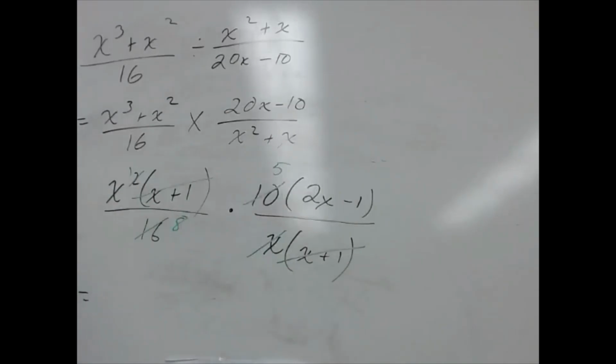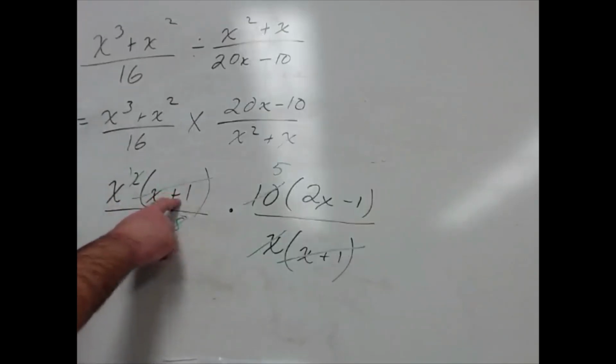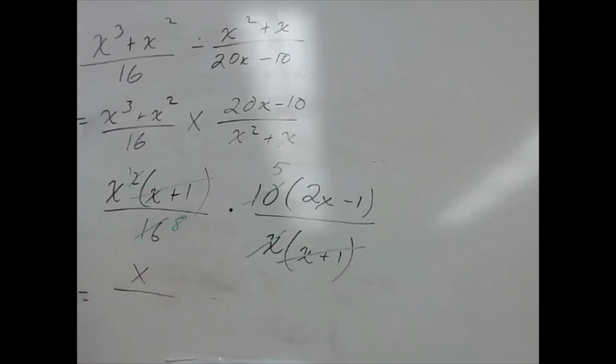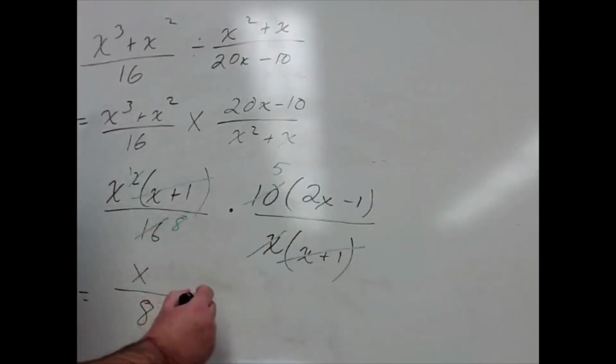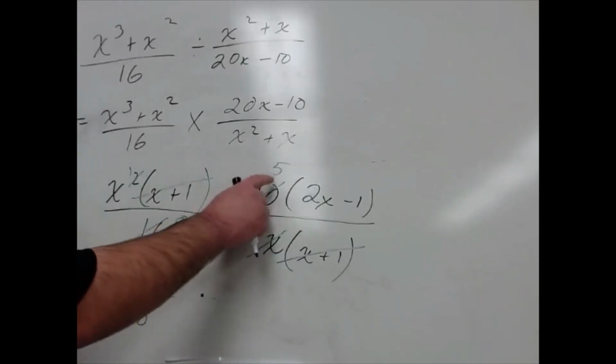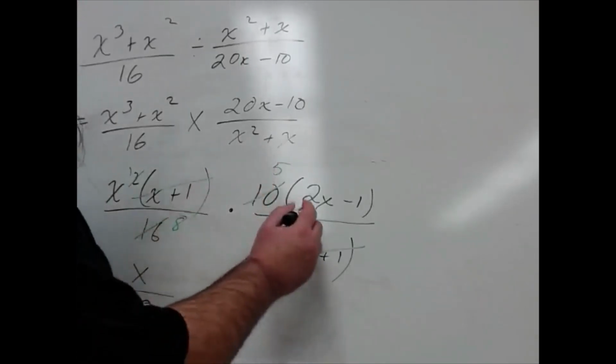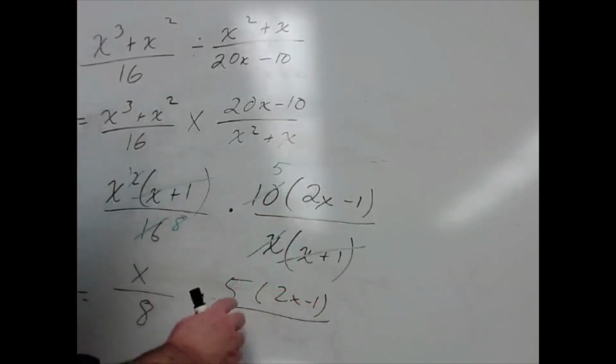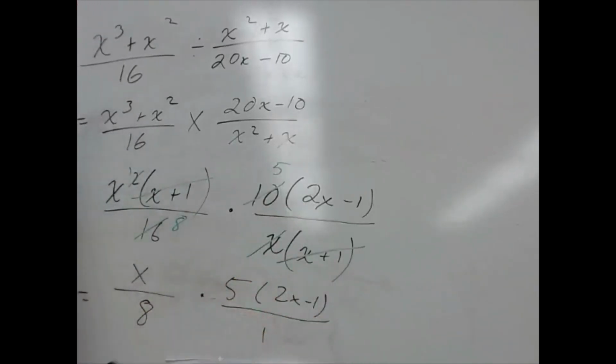And I think that looks like about it, so let's see what's left over. Right here, the x plus 1's gone, the x squared has turned to an x, so we've got x. Down here, the 16's turned to an 8, so x over 8 times, my 10 is now a 5. The 2x minus 1 is still here. Over, down here, everything is gone, so I've got 1.